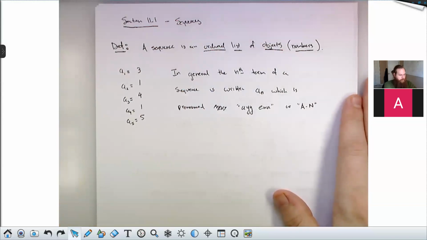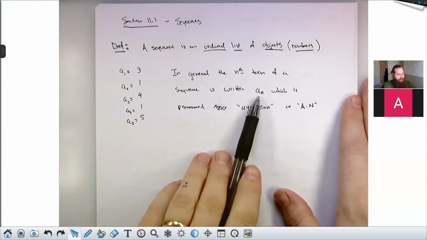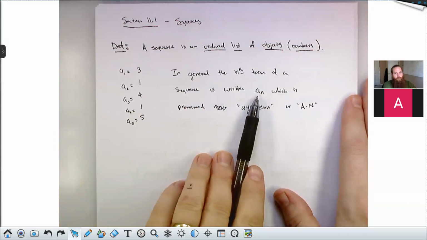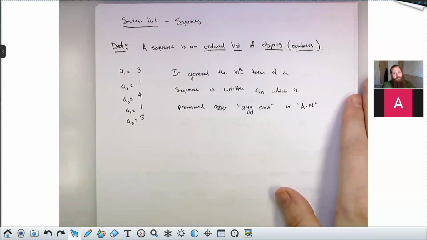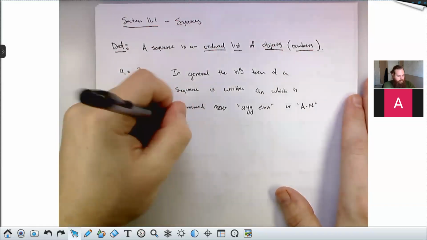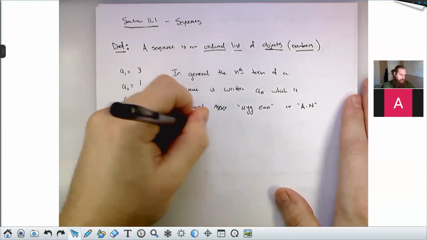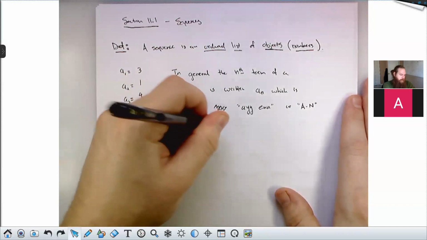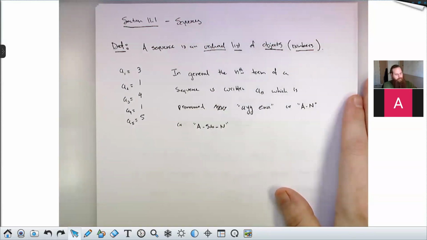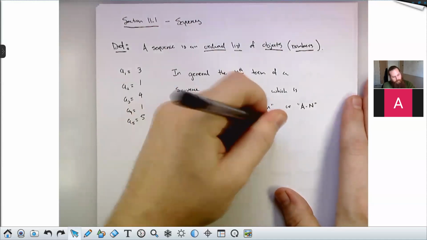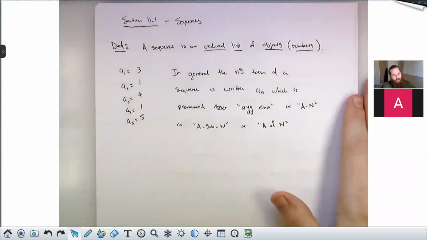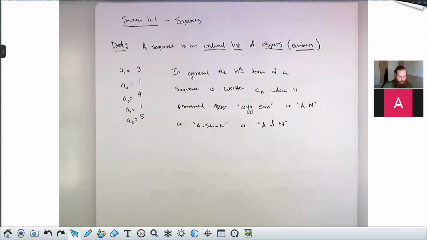For whatever reason, especially in pre-calculus, people get in the habit of pronouncing this as a to the n, which is confusing, right? Because it's not a power. And a itself is not a number. So that pronunciation doesn't really make sense. You could call it a sub n if you want, or even a of n. But please not a to the n. That will be really confusing.